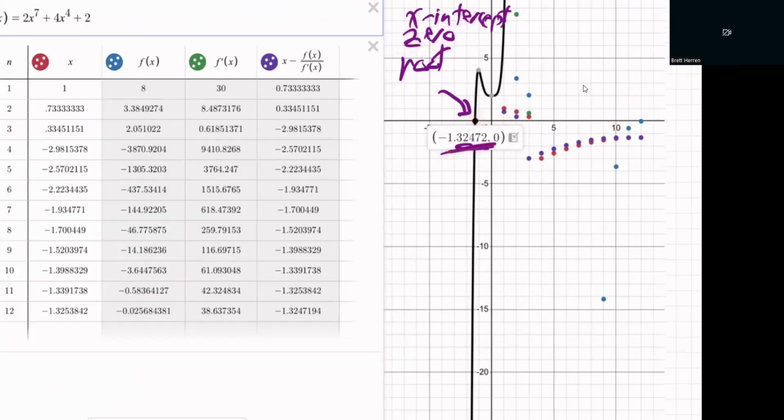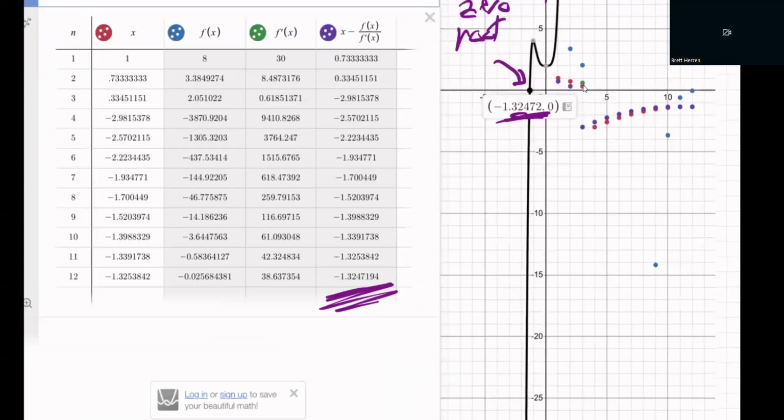Anyway, when I click on it, you can click on it right on the Desmos graphing calculator. It'll tell you its estimate, -1.32472. And it makes sense between -1 and -2, as we said. Well, look, down here by the 12th entry, it had it. Look at that, -3 point... I thought it had 247.